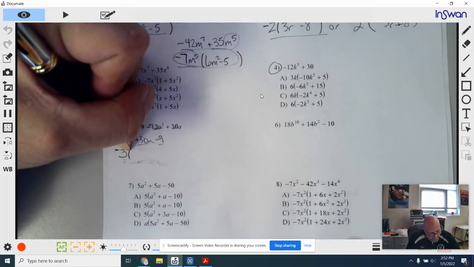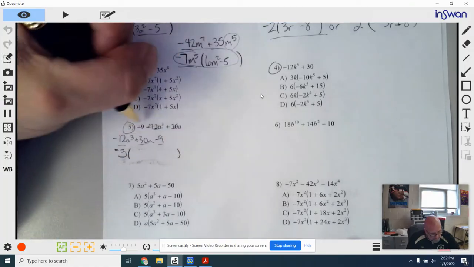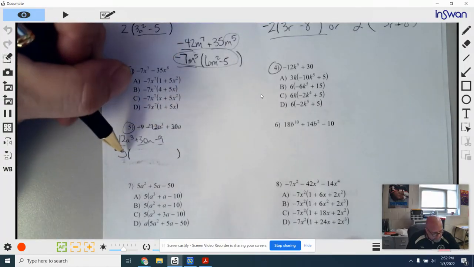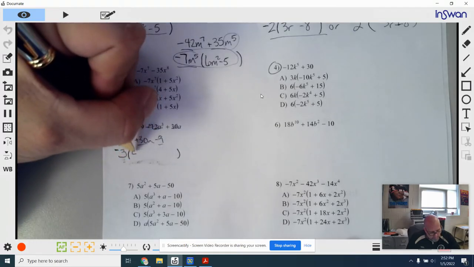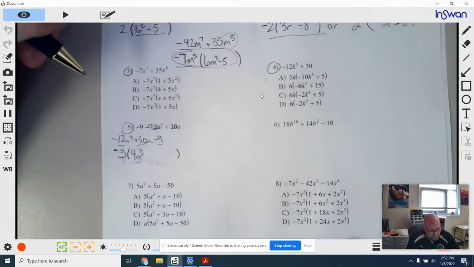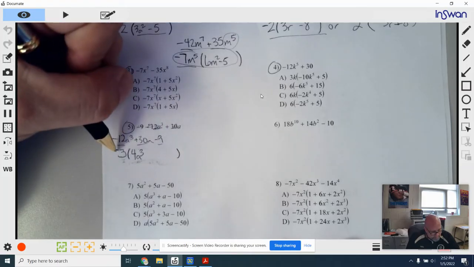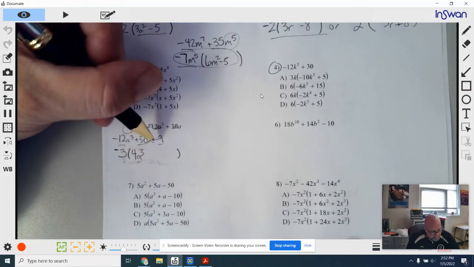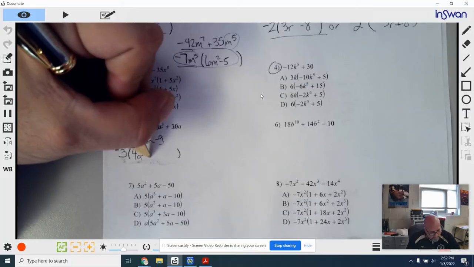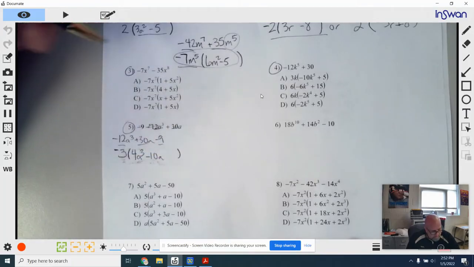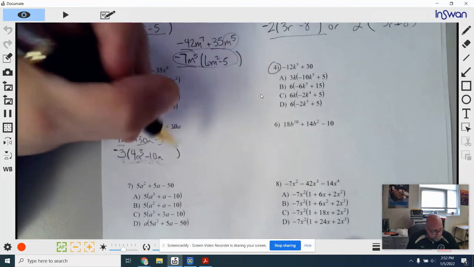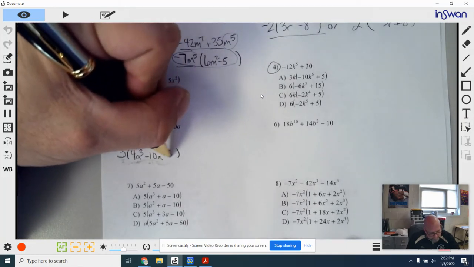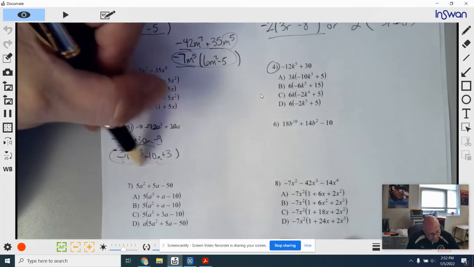Okay, so now I'm just going to put parentheses, make it a little bit larger because you got 3 terms. So negative 3 times what is negative 12a cubed? And that would be a positive 4a cubed. And then negative 3 times what is positive 30a? That's going to be a minus 10a. And then negative 3 times what is negative 9? That's going to be a positive 3. And that's my answer for that one.